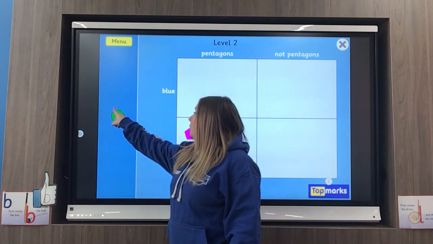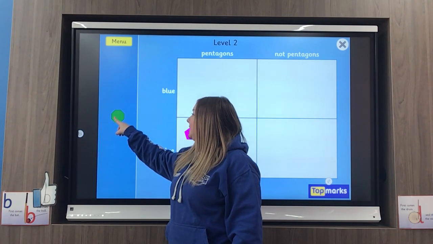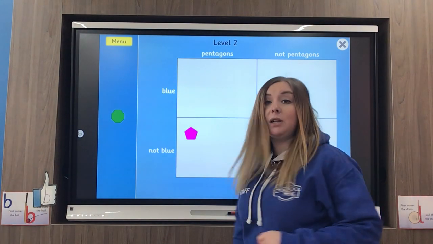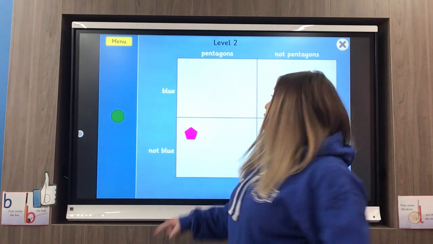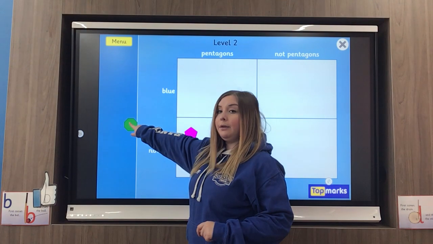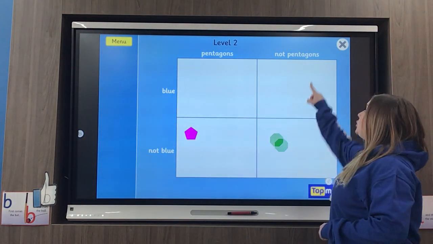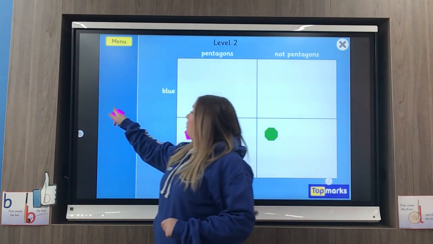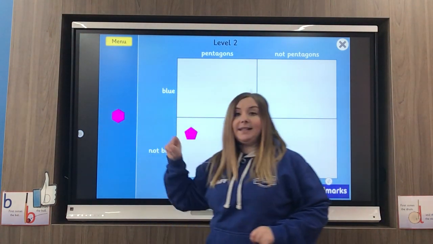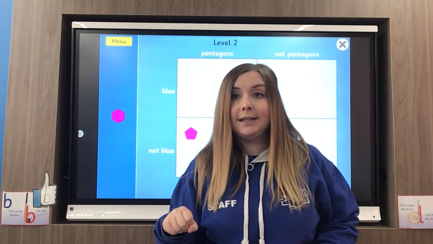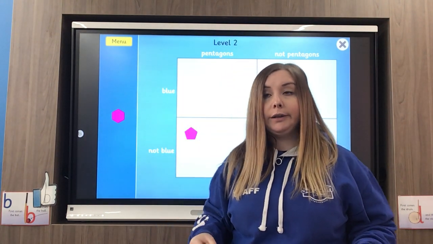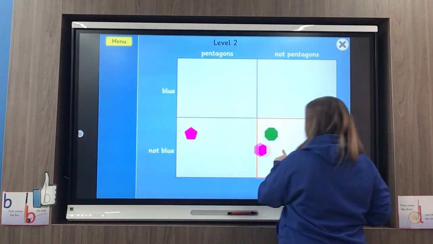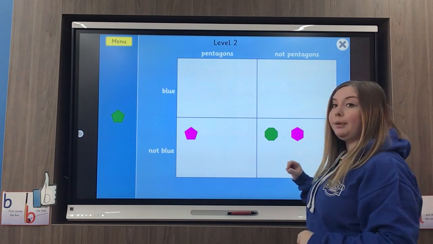Next shape then. So, 1, 2, 3, 4, 5, 6, 7, 8 sides, Year 4. Is an 8-sided shape a pentagon or not a pentagon? It's not a pentagon. And is it blue? No, it's not blue. So not a pentagon and not blue. 1, 2, 3, 4, 5, 6. 6 sides, guys. What would we call a 6-sided shape? Is that a pentagon? No, not a pentagon. And is it blue? No. It can join our green shape.